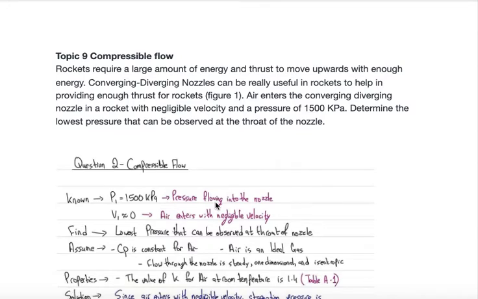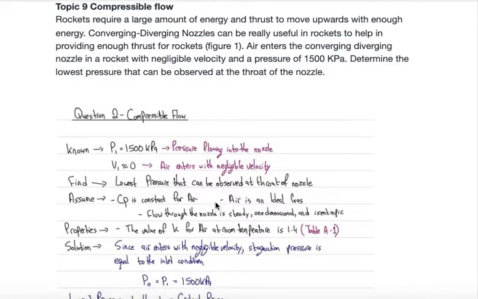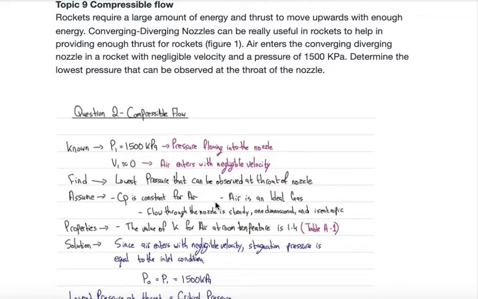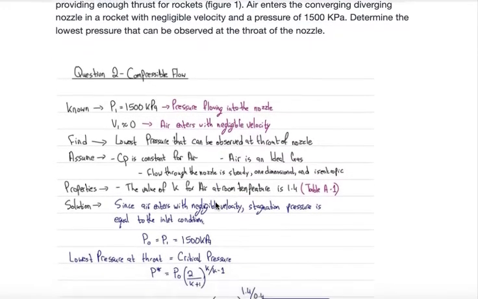Next, the problem consists of a rocket that requires a large amount of energy and thrust to move upwards. Convergent divergent nozzles can be really useful in rockets. Air enters this convergent divergent nozzle in a rocket with negligible velocity and a pressure of 1500 kPa. Determine the lowest pressure that could be observed at the throat of the nozzle. Right away, it mentions convergent divergent nozzles, so I'm assuming this is compressible flow.